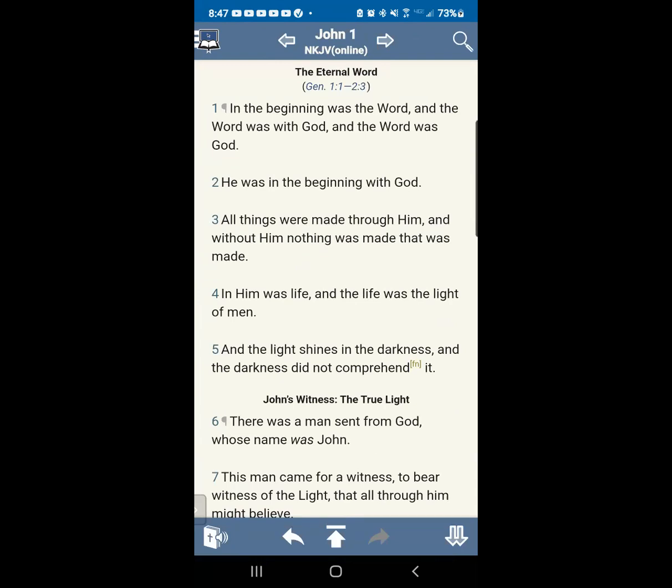John 1:1 has, in the beginning was the Word, and the Word was with God, and the Word was God. And he was in the beginning with God, and all things were made through him, and without him nothing was made that was made. And in him was life, and the life was the light of men. And the light shines in the darkness, and the darkness did not comprehend it.